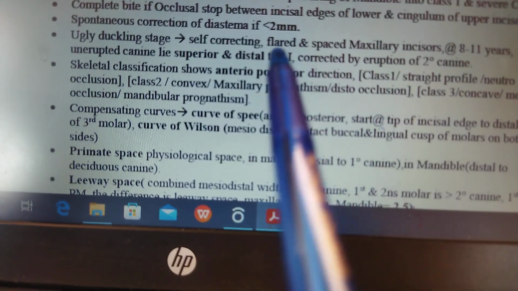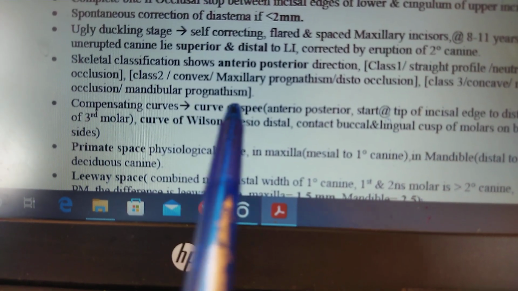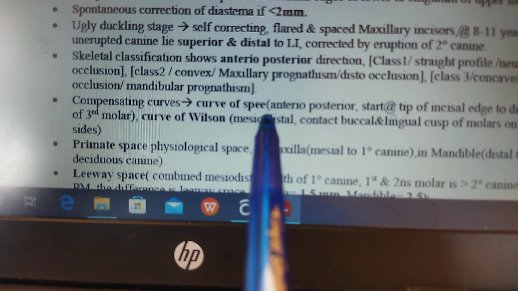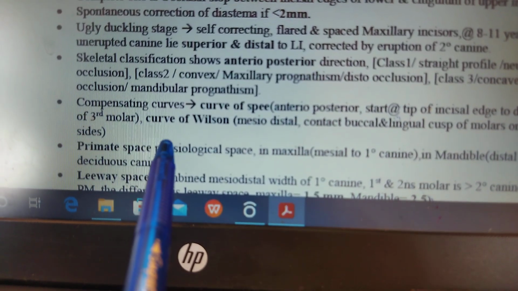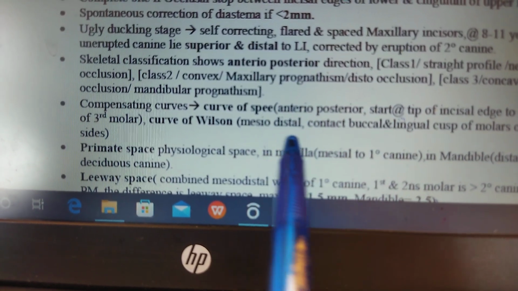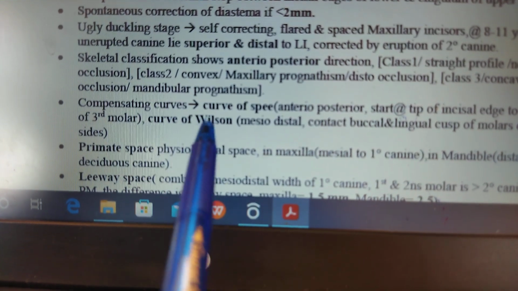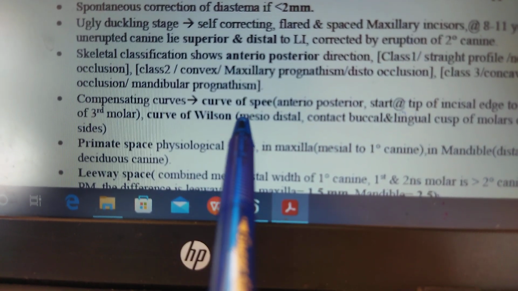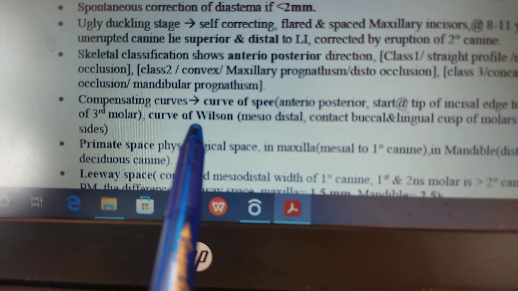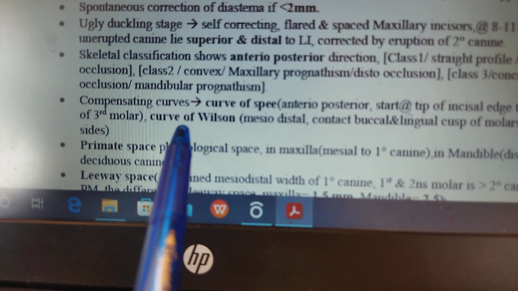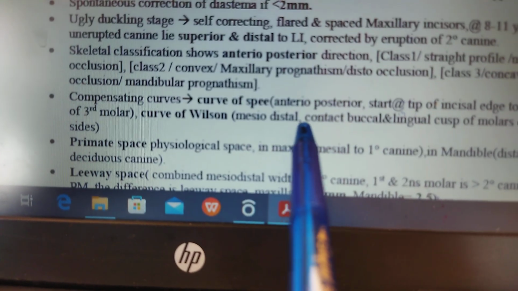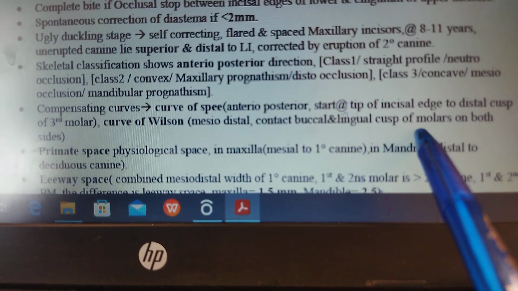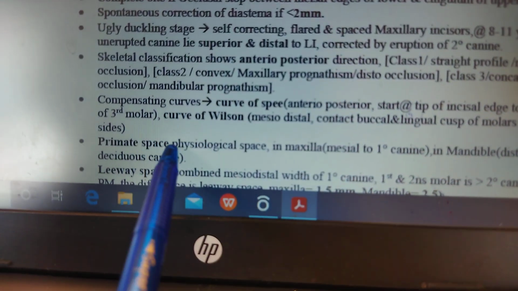And what is curve of Wilson? Curve of Spee is anteroposterior, while curve of Wilson is mesiodistal. We will remember it like this: if you flip the W in Wilson upside down and straighten it, it becomes an M. Wilson, mesiodistal. Contact of buccal and lingual cusps of molars on both sides.